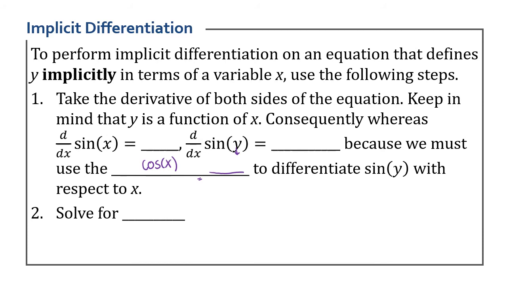So this is why we learn the chain rule first, because now we've gotten used to taking the derivative of a function with respect to the inside function. So if we're doing that, this is where the chain rule comes into effect. The derivative of this would be the derivative of the outside with respect to the inside times the derivative of the inside function, because we must use the chain rule to differentiate the sine of y with respect to x.